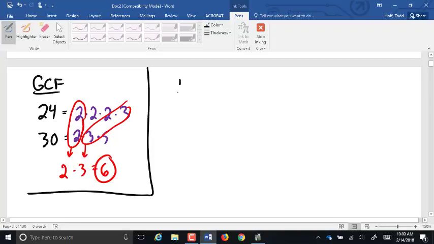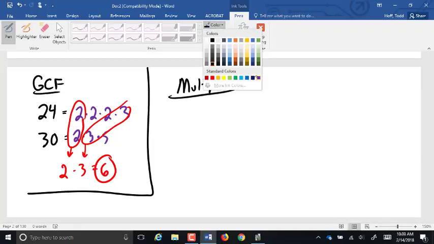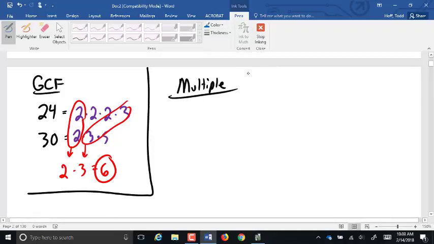Different from a factor, we have a multiple. A multiple is actually all the numbers that that number is a factor of. So example, the multiples of 4 would be 8, 12, 16, 20, 24. Those are all the numbers that the 4 can divide into. So it's basically going the opposite direction. Factors are smaller than the number. Factors go into the number. Multiples are larger than the number. The number goes into its multiples.